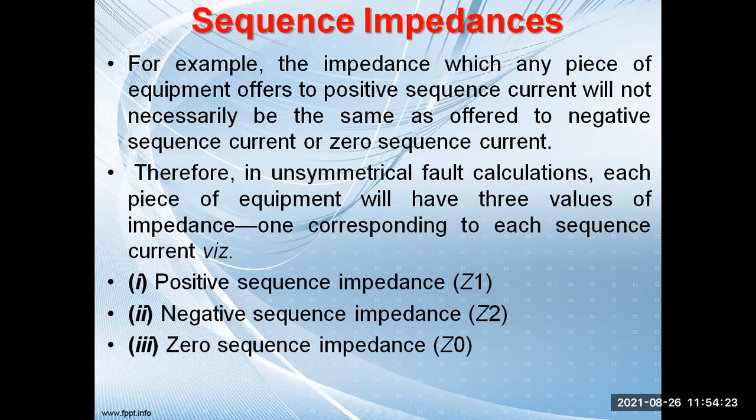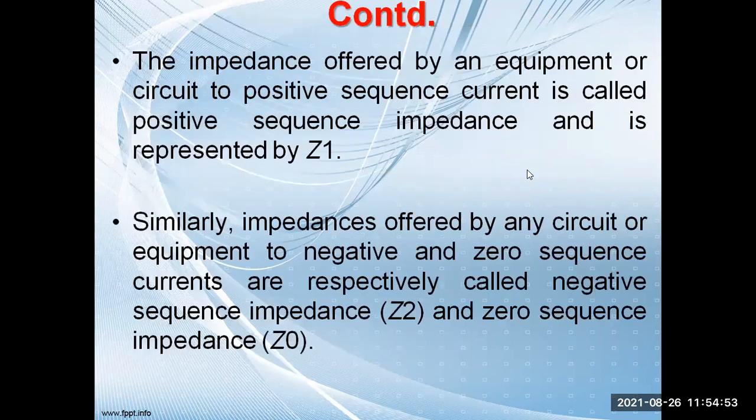When there is a difference in the magnitude and the angle, we need to understand there is a concept of impedance, so those impedances will also not be equal. Therefore, in unsymmetrical fault calculation, each piece of equipment will have three values of impedance, one corresponding to each sequence current. Due to those three sequence components of the current, there are three sequence impedances: the positive sequence impedance, the negative sequence impedance, and the zero sequence impedance.